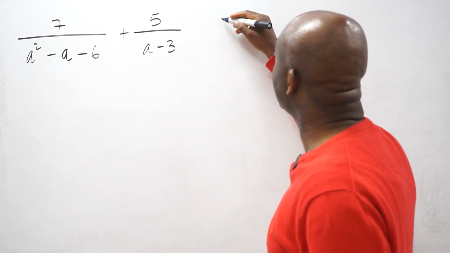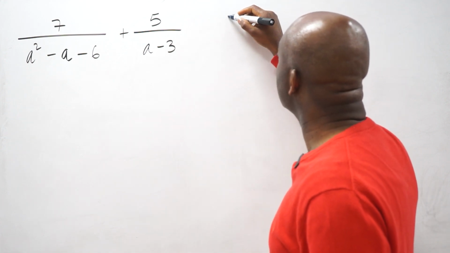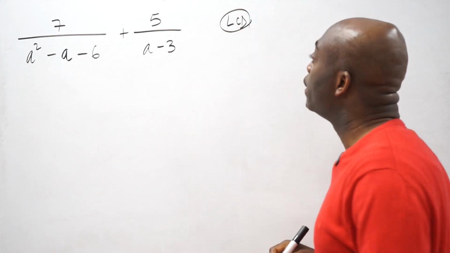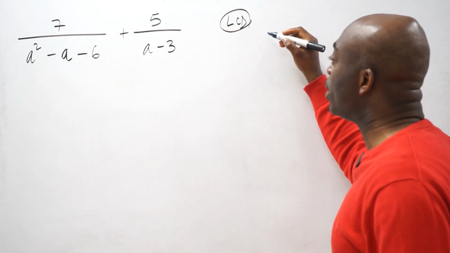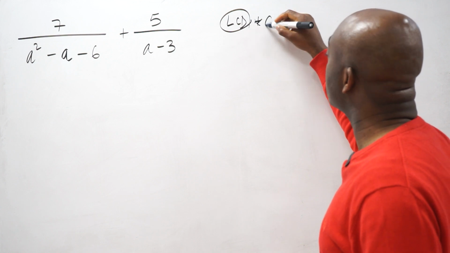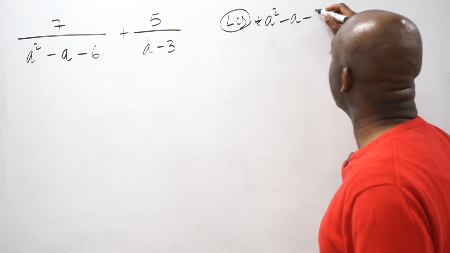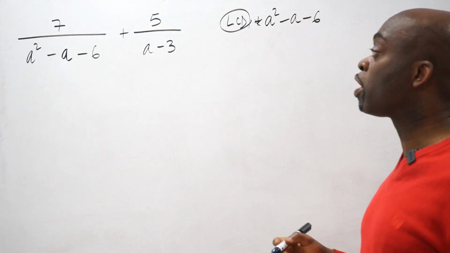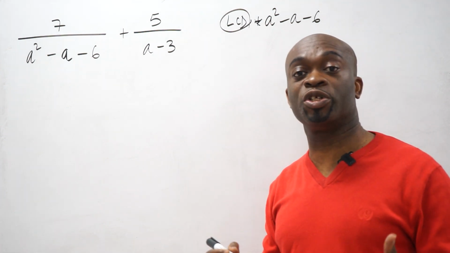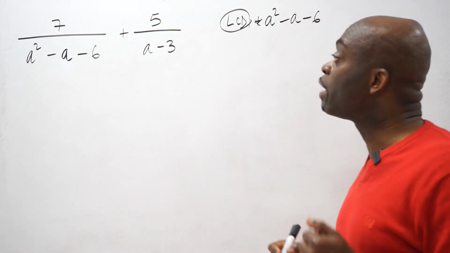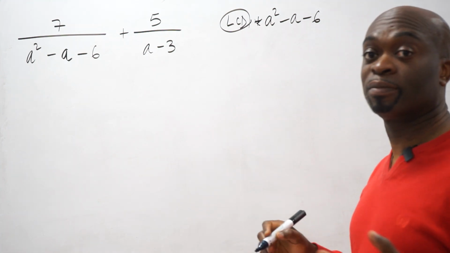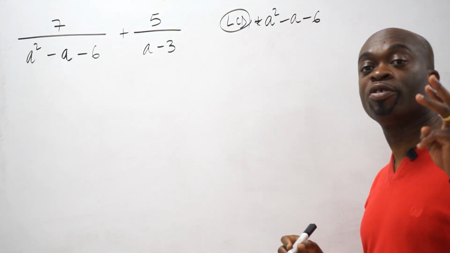So we go ahead and find the lowest common denominator. That's what we're looking for. Then we have a squared minus a minus 6 that we have to work on, and how we work on it is by asking ourselves if we can factor it. Can we factor a squared minus a minus 6? Yes. That's a trinomial, 3 terms.